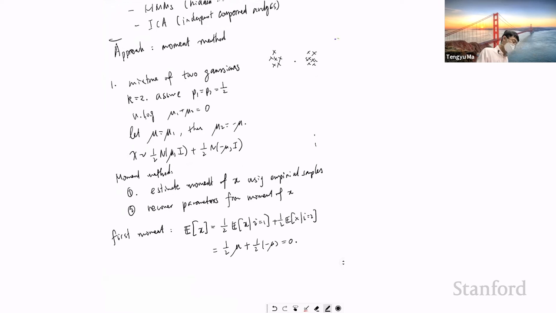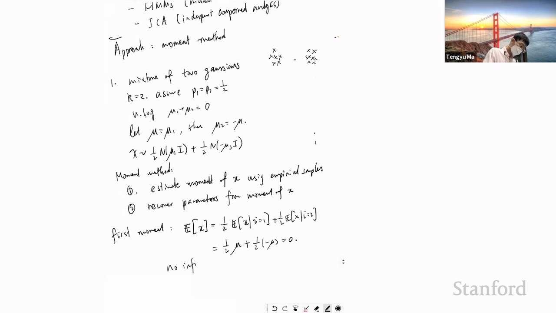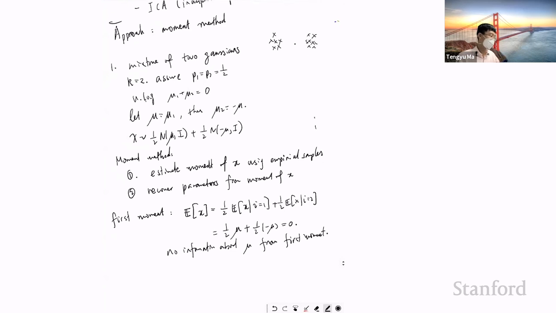So this means that there's no information about mu from the first moment. Not so good, right? This is not our plan. Our plan is to recover mu from the moments, but from the first moment we cannot really get anything. So then what you do is you go to the second moment.